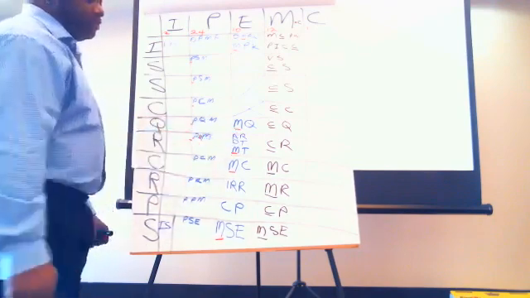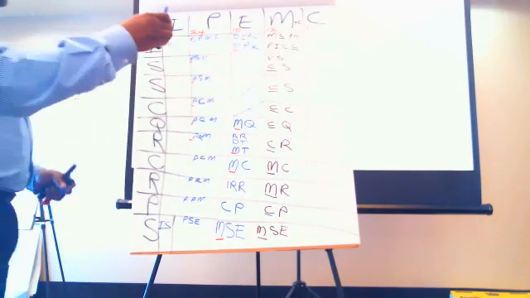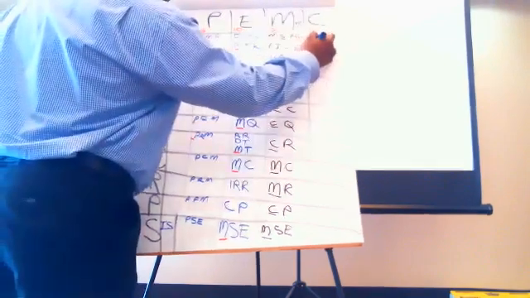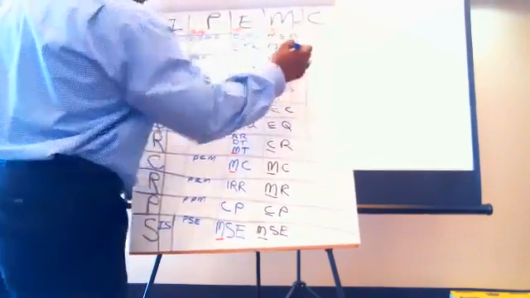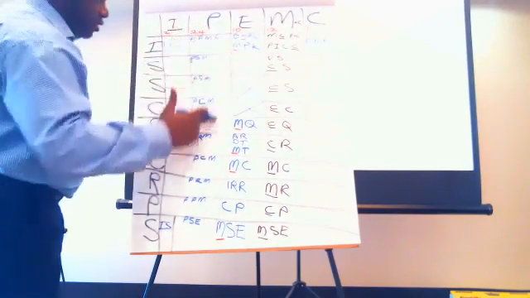Acquire, develop, manage. Okay, so that is it for executing. For closing, it's very simple. It's just close project or phase. There's only one process there.